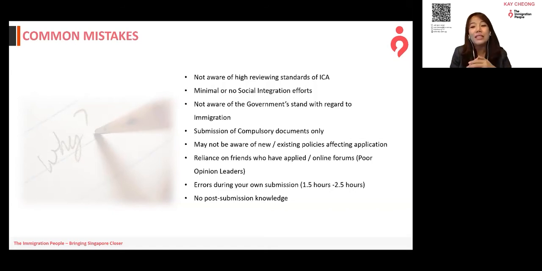Now the next one is submission of compulsory documents only. This is also one of the most common mistakes. Up to 90% of my clients who apply themselves normally just go to the ICA website and submit what is asked.